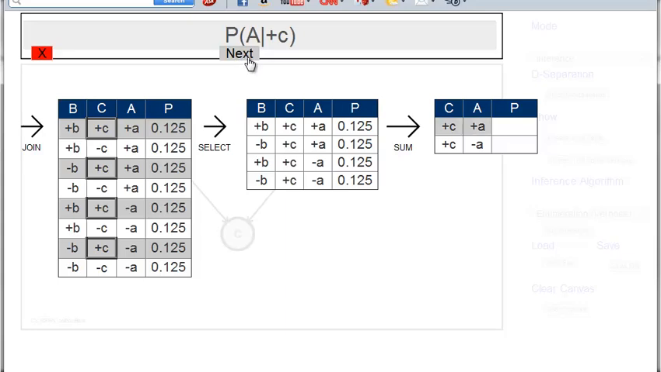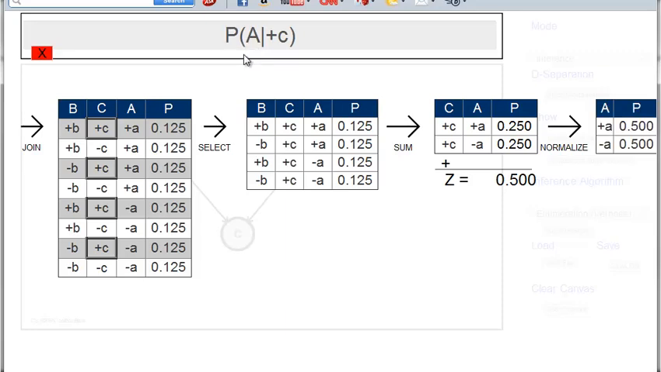So for plus C plus A, we have 2 rows consistent with that. We sum those together. We get an entry. Same for plus C minus A, and get a sum here. Now we're almost done. We have an unnormalized table, so we normalize. That means computing the sum of all entries, in this case plus 0.5. That's our constant z. And we divide all entries by z, and that gives us the answer to the original query.